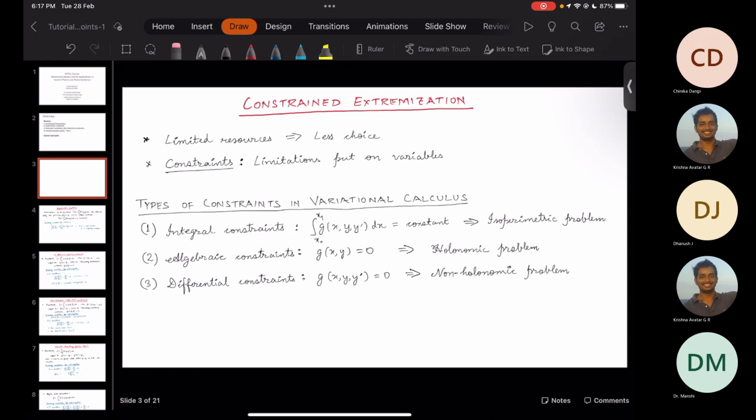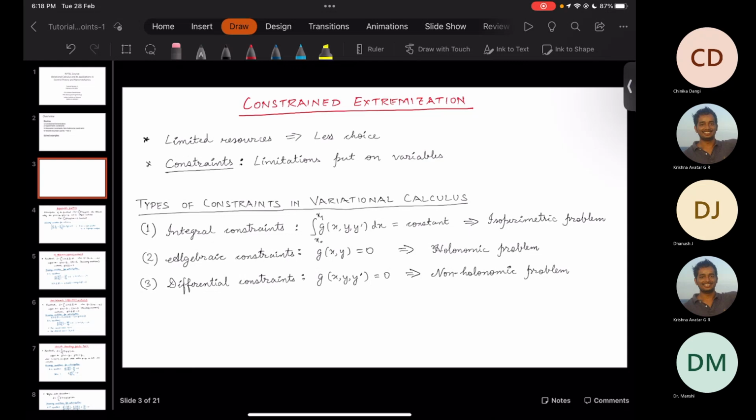The third type of constraint is differential constraints, in which the constraints are represented in a general form of g of x, y, and y prime. One thing to notice here, which differentiates differential constraints from algebraic constraints, is that even the derivatives of the dependent variables are part of the constraints. Problems with such constraints are called non-holonomic problems.